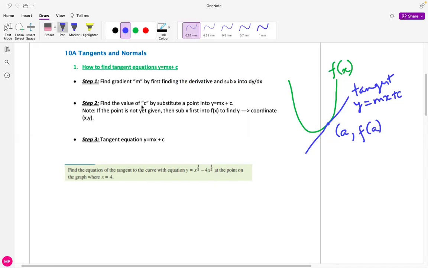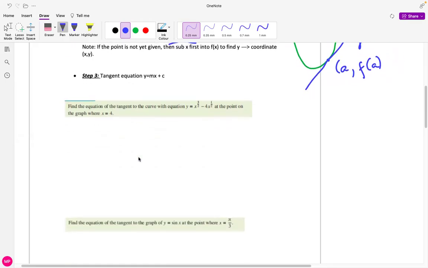The second step is we're going to find the c value. To find the c value, we can substitute a point in. They usually give you a point or they give you the x value, you can sub it back into the original equation to get the y value. And eventually you have a point. So you can use y equal mx plus c and solve for c. And finally, you have the tangent equation.